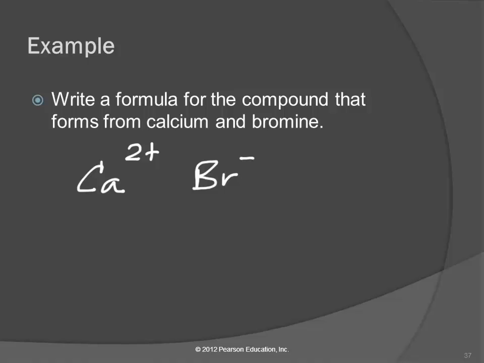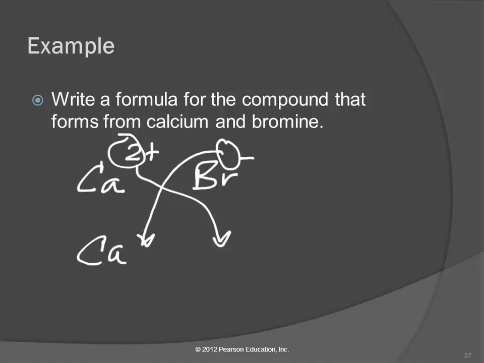Okay, now we have our formulas with their charges. We look at the charges. +2, -1, not the same. So we can do that crisscross thing. You can take this 2, and that comes down here, and that 1 that we didn't write becomes a 1 that we don't write over there. So we got CaBr2. We've got +2 charge. Each of our anions is -1. We're going to need 2 of them to balance that charge.